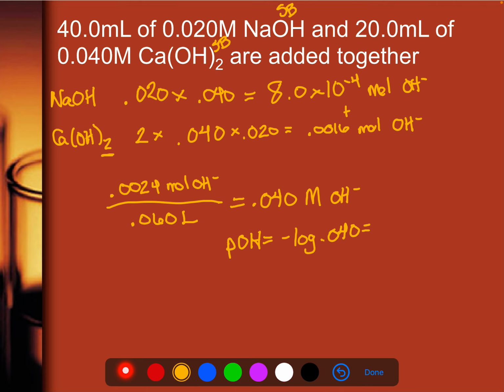So our pOH is 1.40. But if this asked for pH, you would need to subtract from 14 to get a pH value of 12.60. And do be careful, because something I tend to see in the past is people will solve for pOH and think that they're done and not continue to solve for pH. So make sure that you are solving for the correct variable that you're looking for. That's something I have seen in the past.